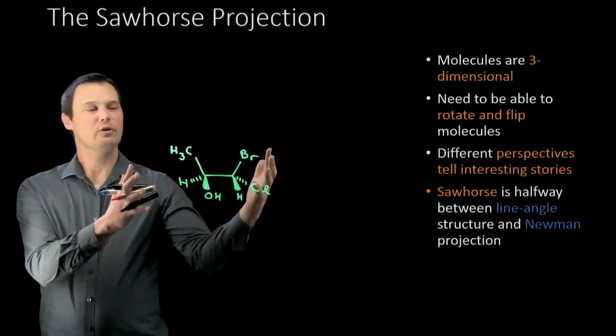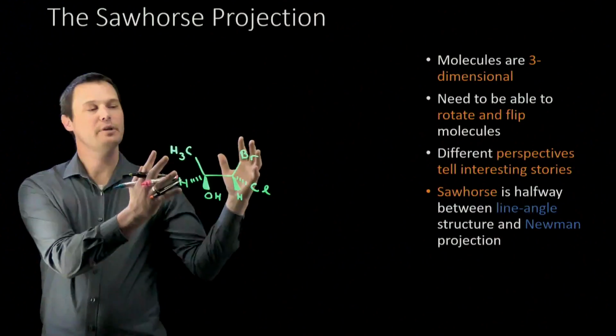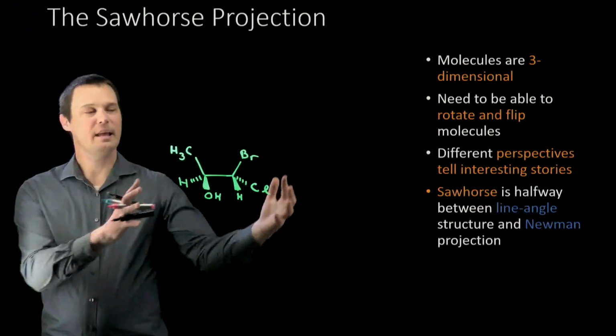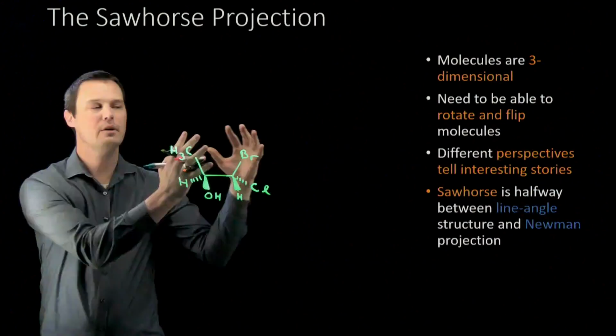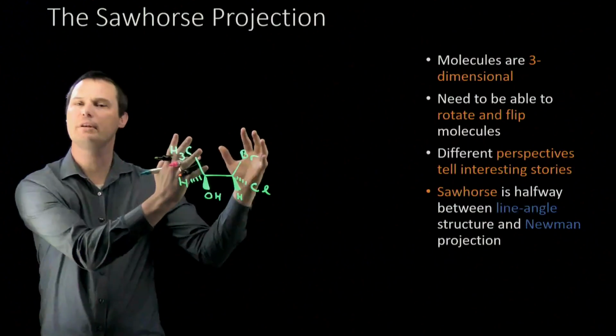If you're not familiar or comfortable with Newman projections, I have a whole entire playlist on Newman projections that I'll link to down below. The Sawhorse projection is kind of an intermediate perspective between the line angle and the Newman projection. If the line angle projection is in the plane of the screen and the Newman projection is a 90-degree rotation of the molecule, the Sawhorse projection is kind of a 45-degree oblique projection of the molecule.